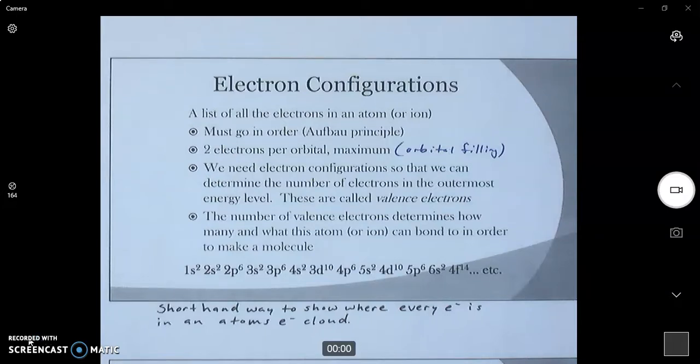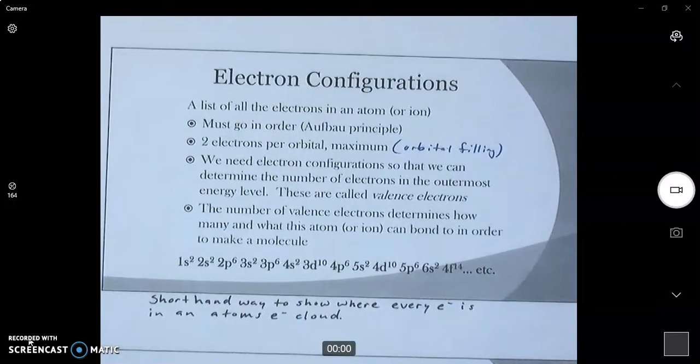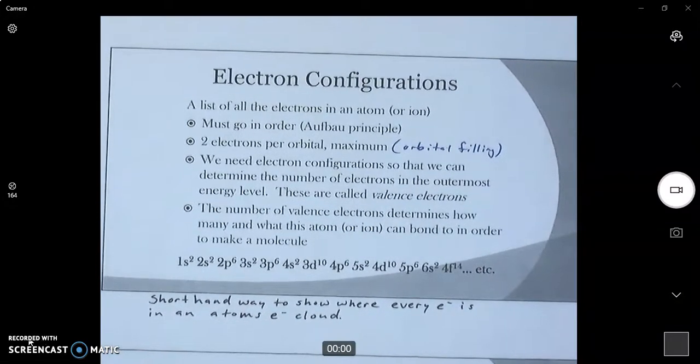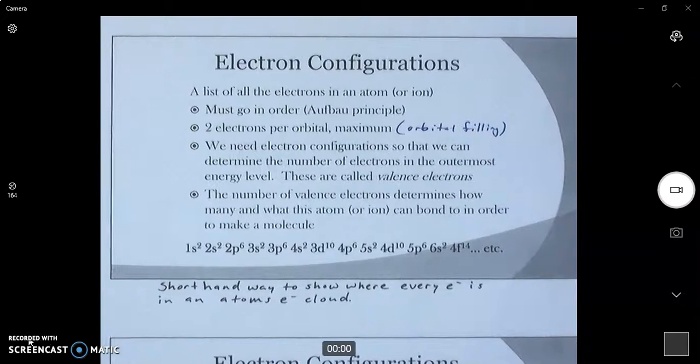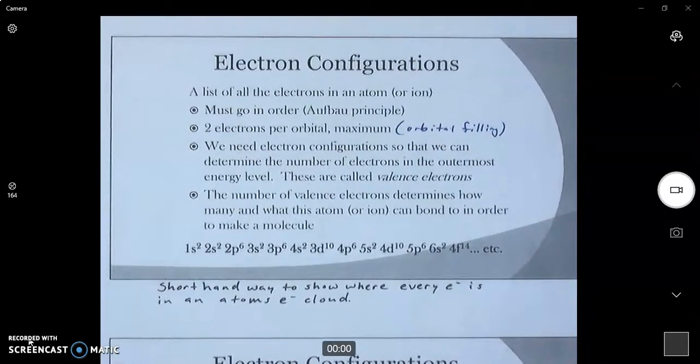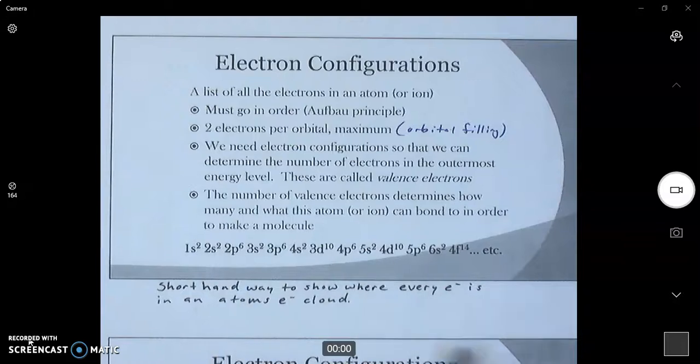We need electron configurations to help us see where the electrons are in the atoms, especially the number of electrons that are in their outermost energy level, their valence electrons, because those help determine the properties and the number of bonds that an atom will make. If you look down below here, the one thing you will notice that was not here previously are these superscripts. So let's talk about what the number, letter, and superscript mean.